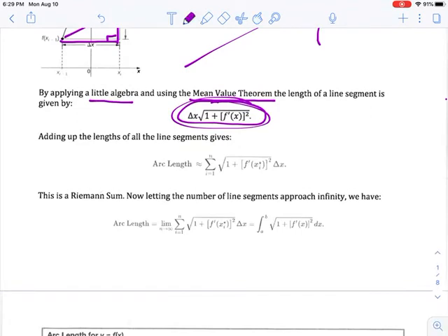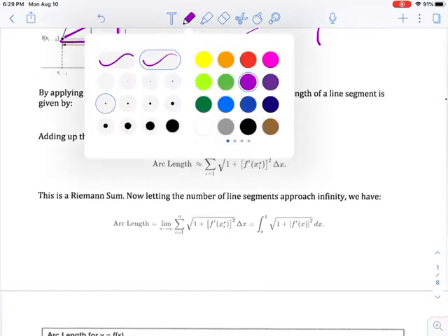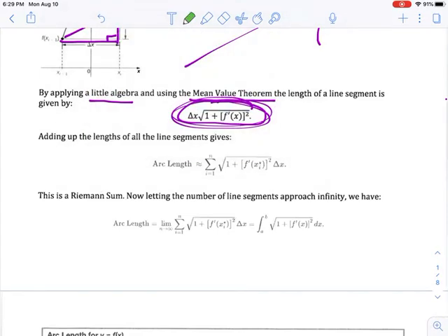So we have our arc length formula right here. And then we sum up all of those arc lengths and we get the total arc length of the curve. And if we want a more accurate representation, then we let the number of trapezoids increase. In other words, we let n approach infinity. We take the limit as n approaches infinity of the sum of the arc lengths, and we end up with this nice little integral right here.